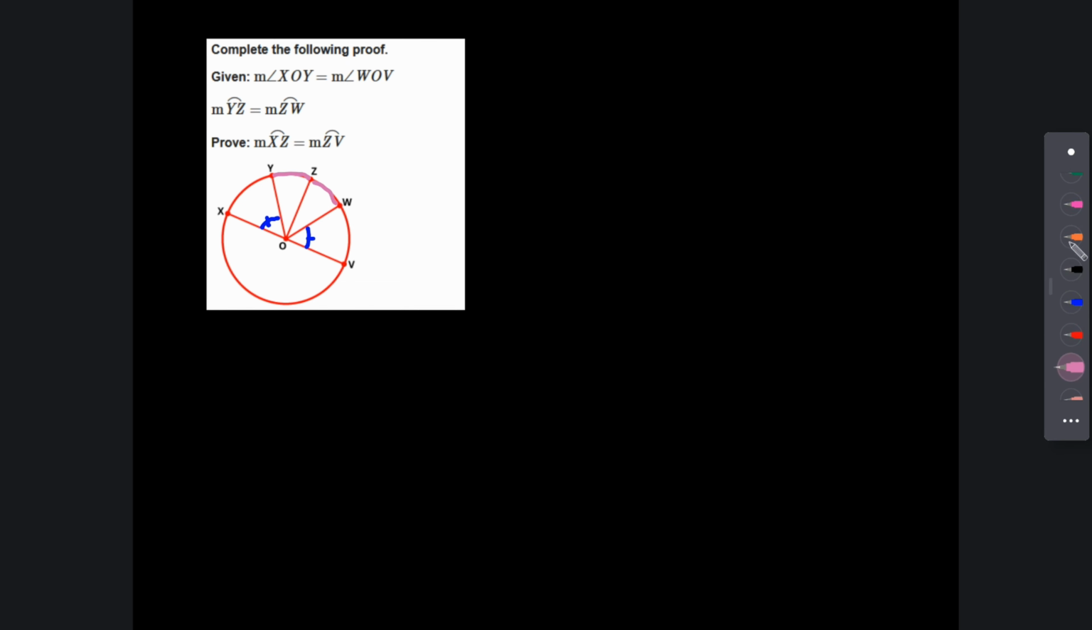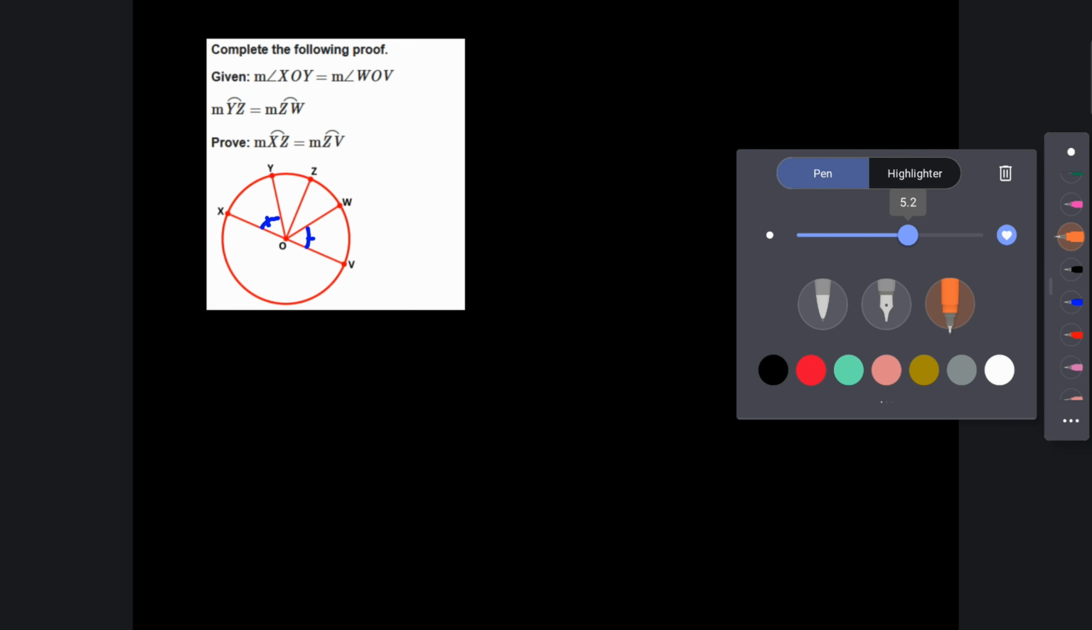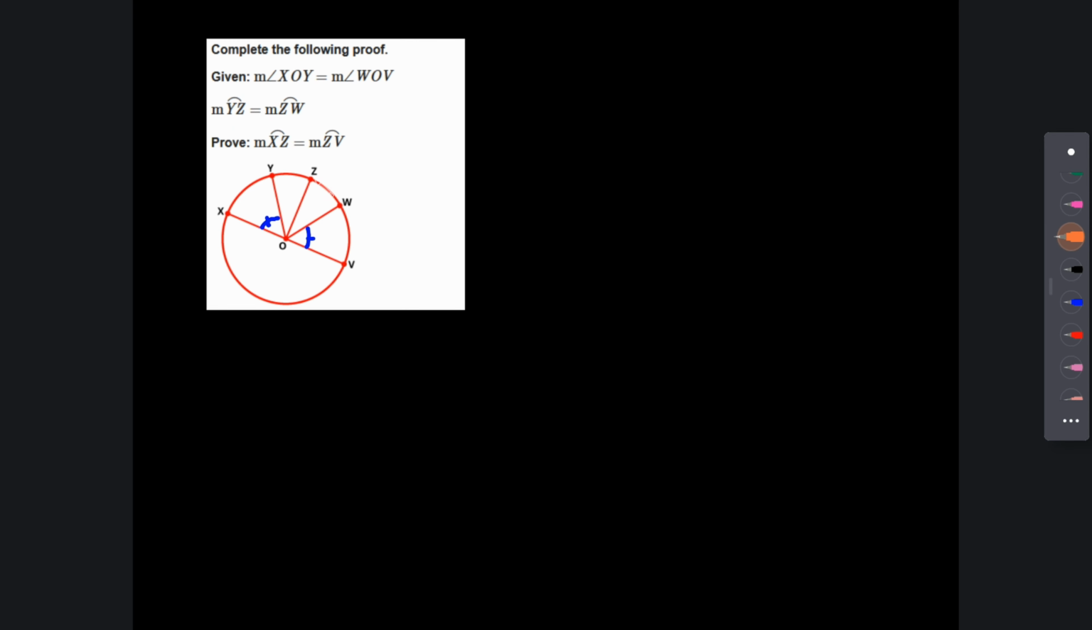Do we have a different color here? Yes, let me use orange. Or whoops, that's way too thick. All right, let's put it there, I guess. So this, and that's almost the same thing. Okay, so we have those two things are equal, right? And if they're equal, and we have central angles here at center O, we know that these are equal, right? So we're going to prove that XC, the whole thing here, is congruent with the whole thing here.